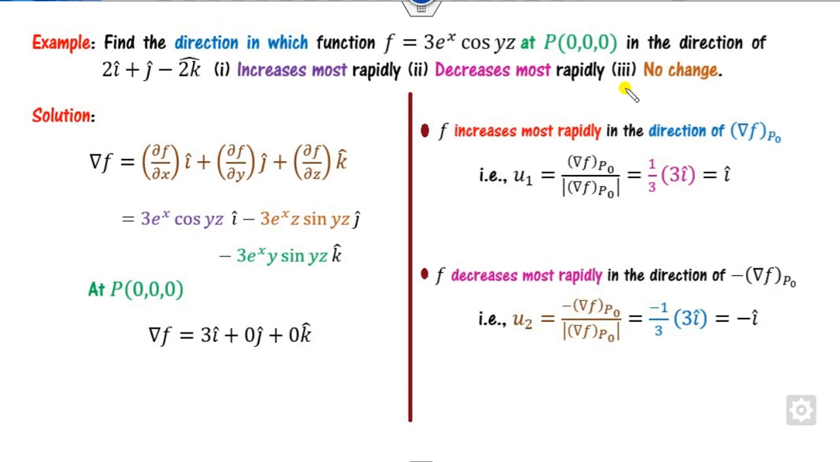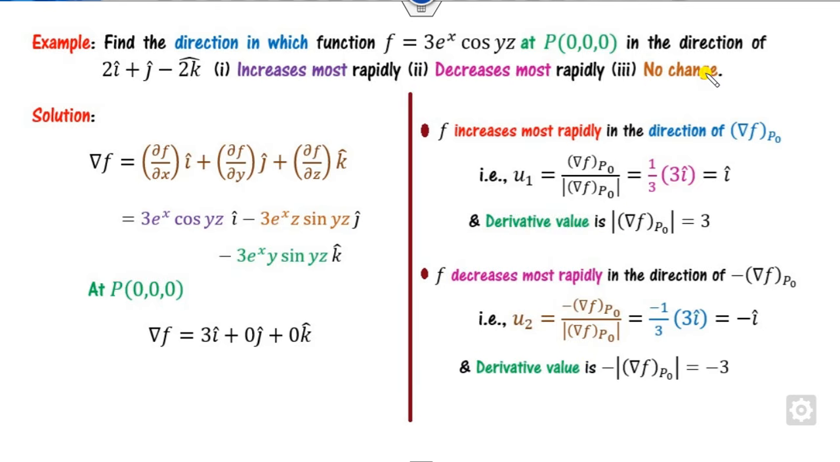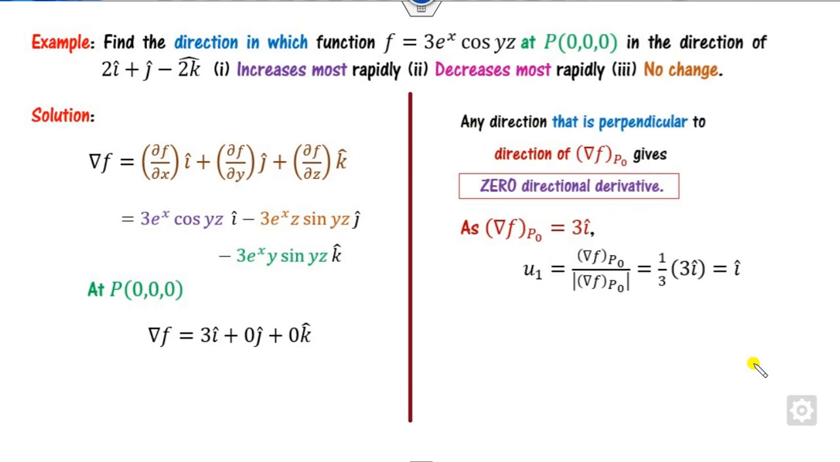And they are not talking about the value. If they are talking about the value, what is the value of the most increasing gradient of f? That is 3. In this case it's minus of gradient f, so the value is minus 3. So they are talking about the value 3 and minus 3. Now what is the no change?